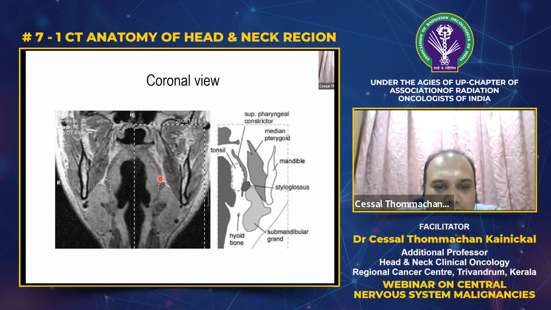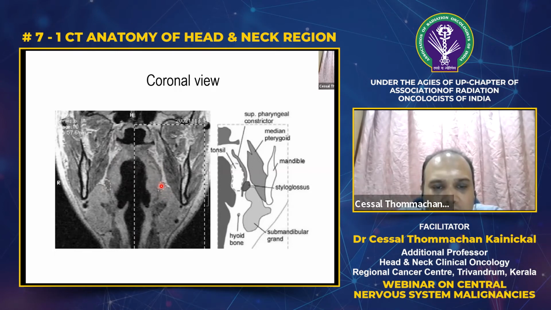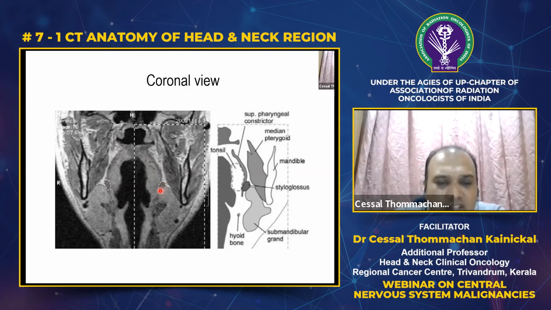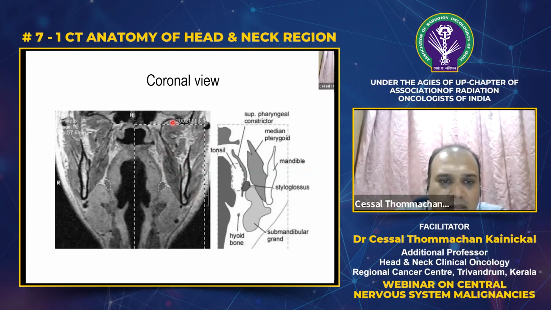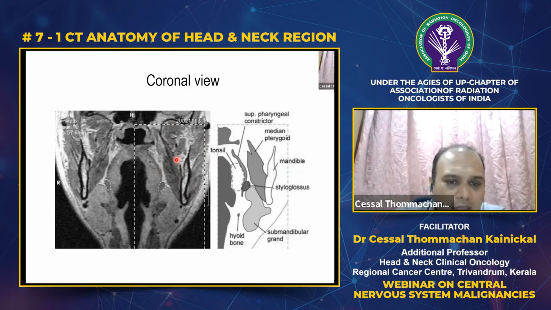Then you have another muscle, this is nothing but the styloglossus muscle. The styloglossus muscle is also one of the extrinsic muscles of the tongue. So styloglossus here. You have the medial pterygoid muscle. This is the medial pterygoid. This is the masseter. This is the lateral pterygoid muscle here. And you have the epiglottis here.